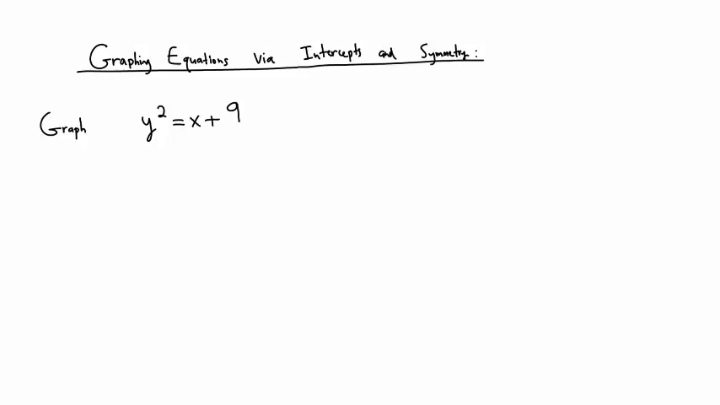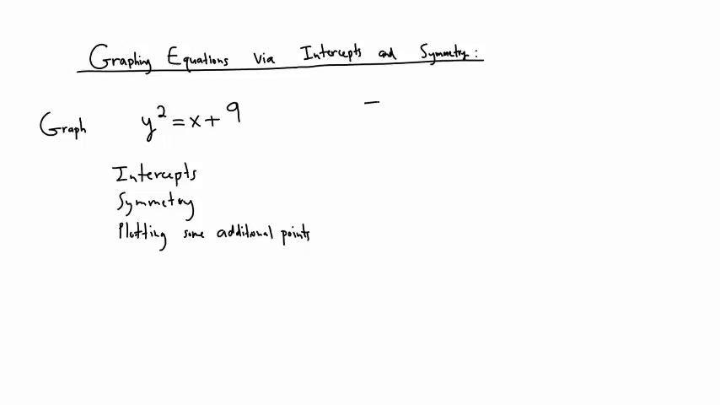Let's explore graphing equations via intercepts and symmetry. So let's sketch a graph of this equation using any intercepts, any symmetry this equation may have, and if needed, plotting some additional points. Using these, we should be able to come up with a good sketch of this graph.